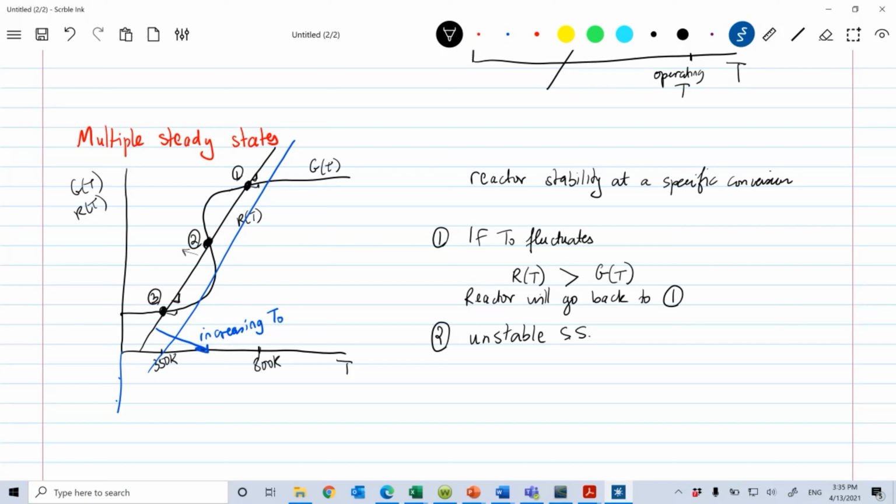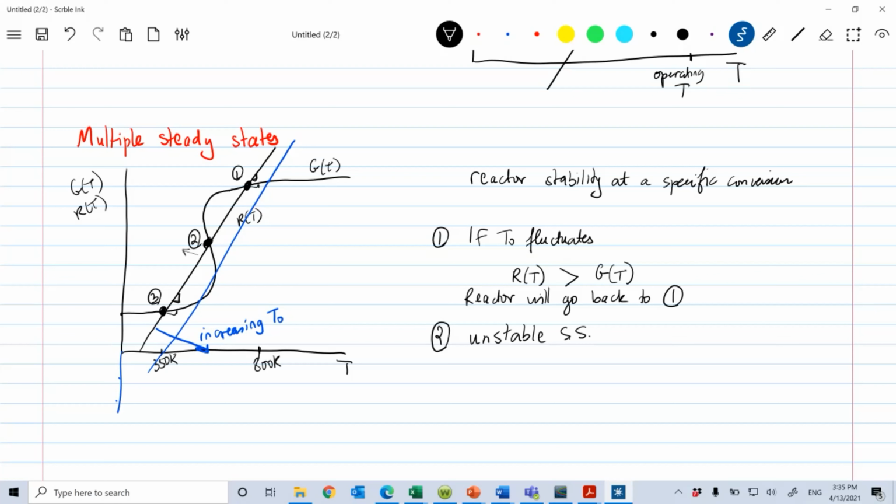So this is the first phenomenon that you encounter when you have CSTRs, whether or not you have multiple steady states and which ones of those steady states are stable. This G of T curve is still rather simple looking, because they can be very complicated depending on the reaction order. You can have really messy things on your hands.